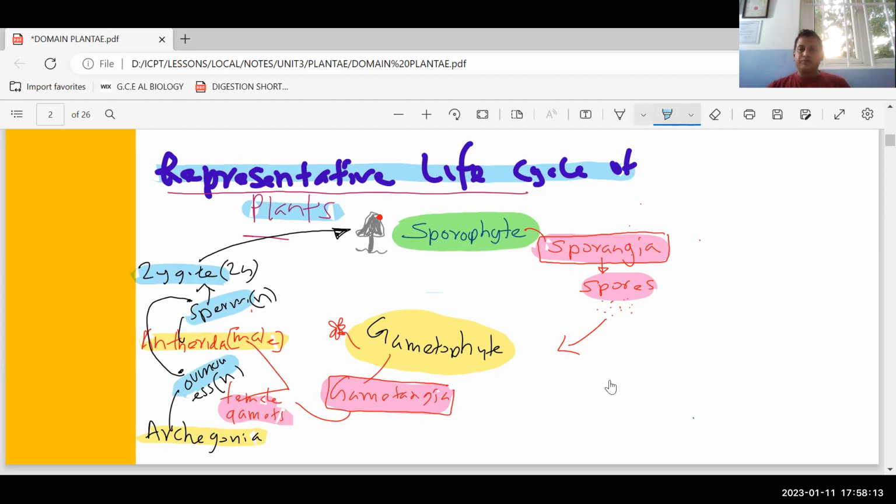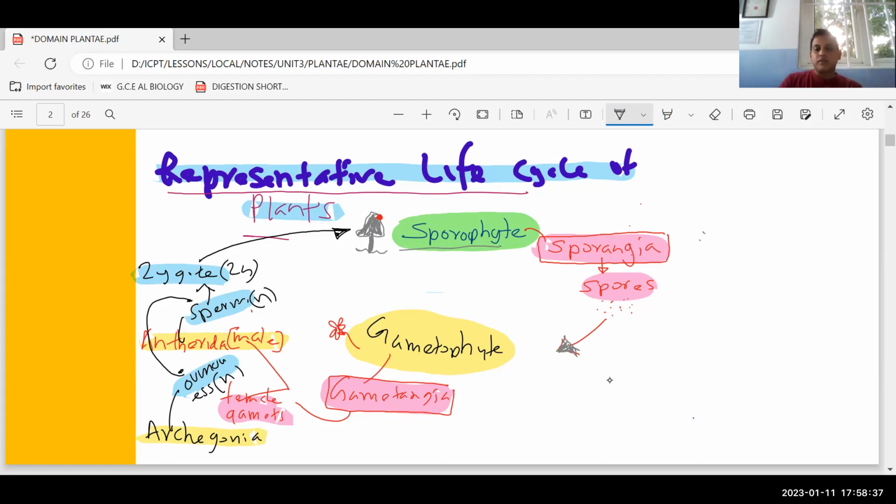Okay, now the difficulty is these kinds of words: sporophyte, sporangia, spores, gametophyte, gametangia, gametes, antheridia, archegonia, zygote. So we have new names. For each name we should know what it is if you want a better understanding of the plant life cycle.